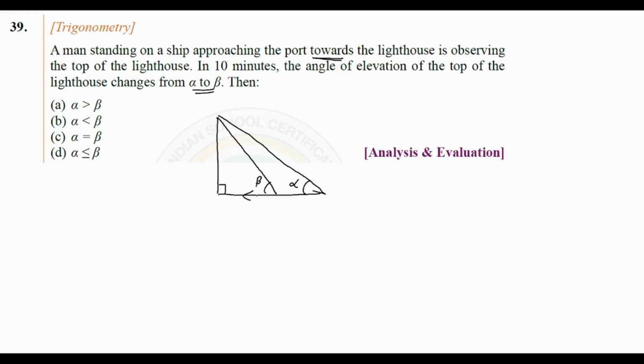Children, whenever you are closer to the pole, you raise your neck to see the tip of the pole. So obviously this angle should be greater than this angle. Clear, children? So I can say alpha is smaller than beta. Alpha is smaller than beta is the right answer. So which option here? B is the right answer.